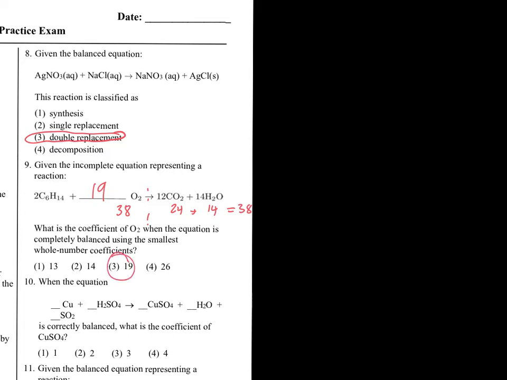All right, number 10, we have to correctly balance this. So let's go through this one by one. All right, let's start with copper. Copper seems to be good, 1-1 on both sides.